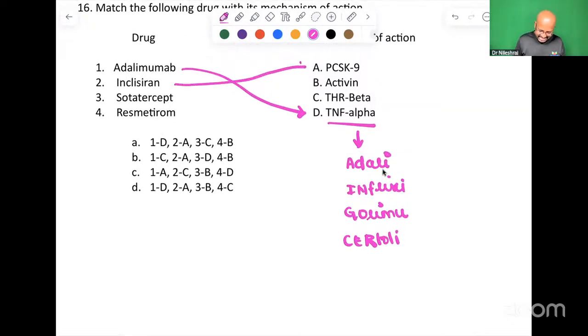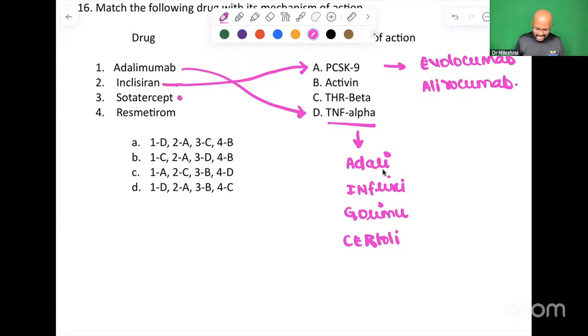Inclisiran is a PCSK9 inhibitor, proprotein convertase subtilisin kexin type 9 inhibitor. We have two monoclonal antibodies like your evolocumab and alirocumab used against dyslipidemia. Also, we have an siRNA-based agent which is inclisiran, and that's why option 2 goes for option A.